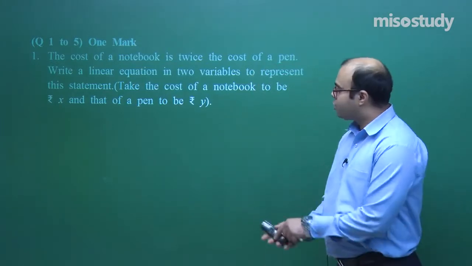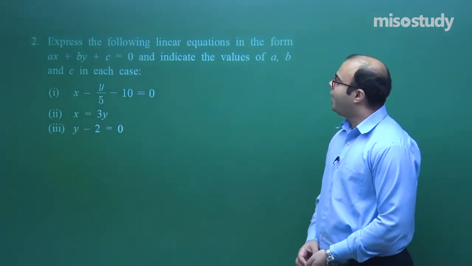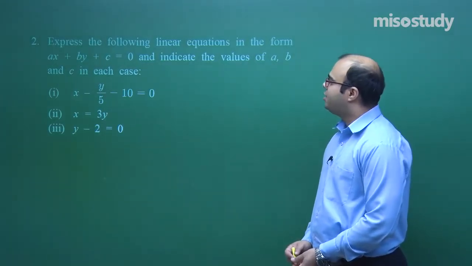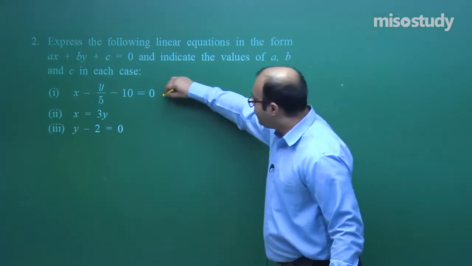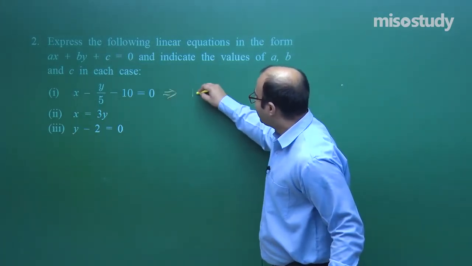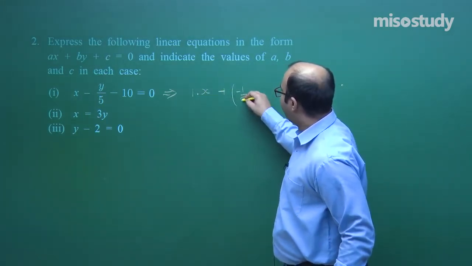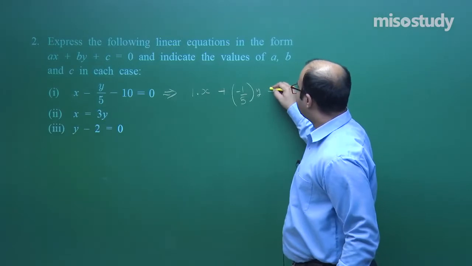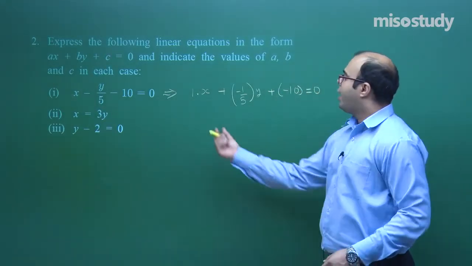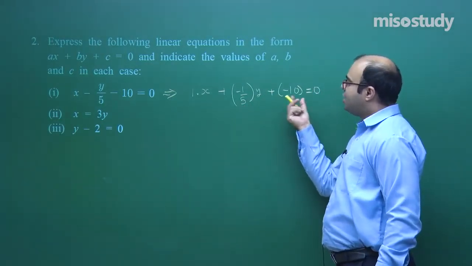Now let us come to the next question. Express the following linear equations in the form ax plus by plus c equal to 0 and indicate the values of a, b and c in each case. So for the first case we can write this equation as 1 into x plus minus 1 by 5 into y plus minus 10 is equal to 0. So here a is 1, b is minus 1 by 5 and c is minus 10.